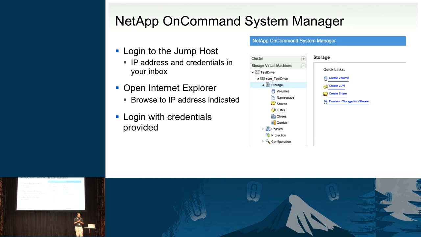So OnCommand System Manager, this is one of the tools that you use. Using System Manager, you're going to configure your NetApp's Cloud on Top storage. That is already built for you on AWS, Elastic Block Storage, and Elastic Compute Cloud instances. To get to System Manager, you're going to log into your jump host using the IP address and credentials in your email. Then you're going to navigate to the Cloud on Top IP address, again indicated in your email. So basically, you're going to use a jump host to log into System Manager.